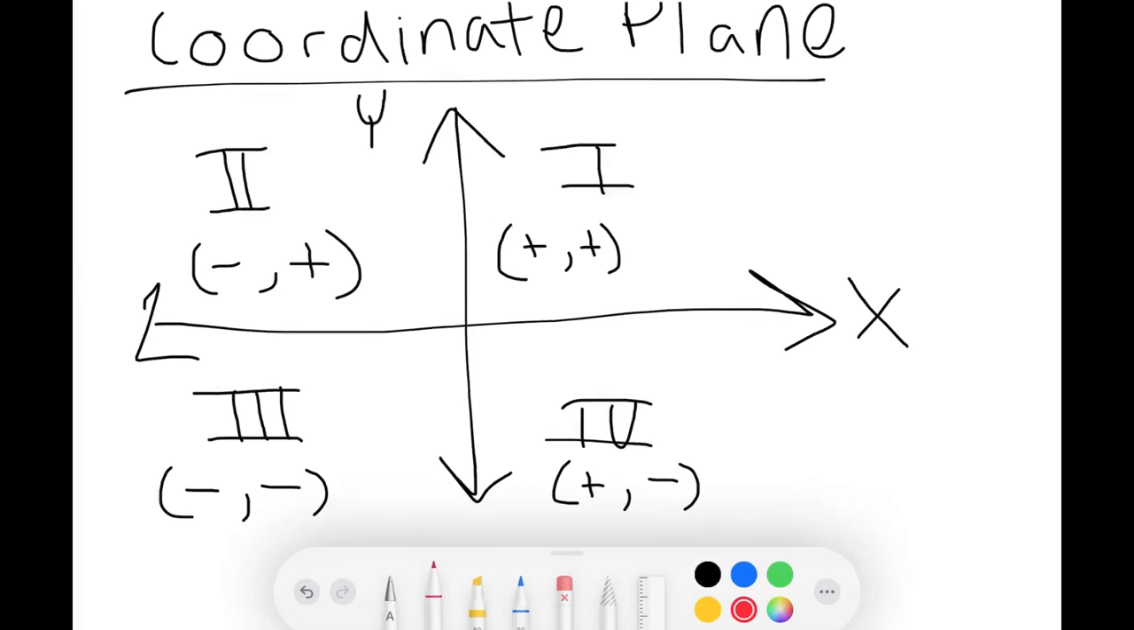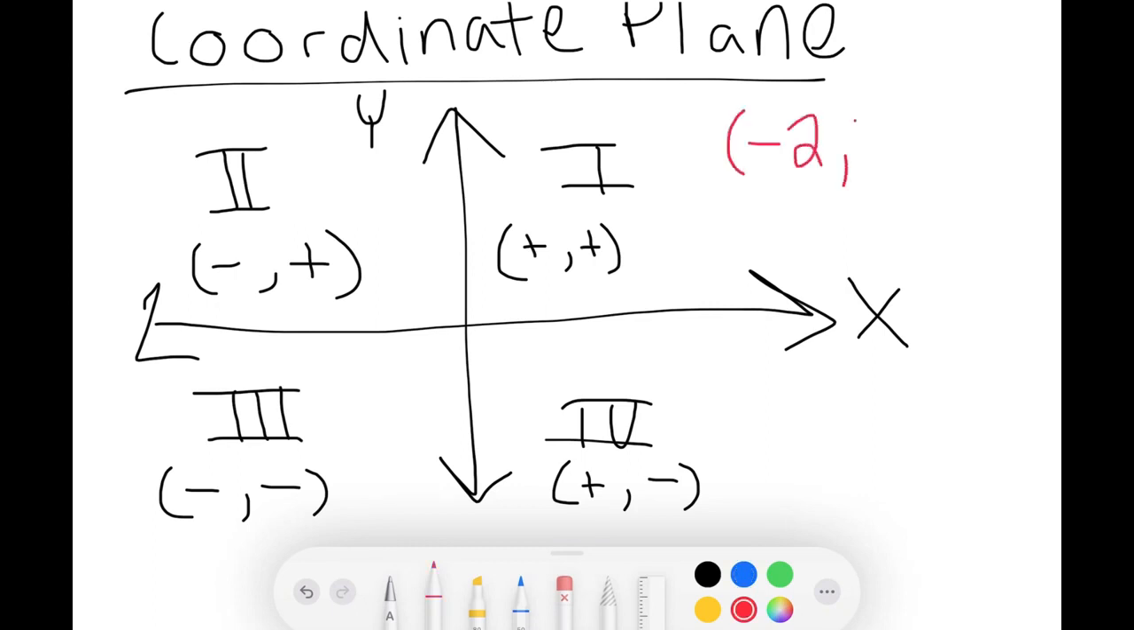Now let's practice with some points and try to identify which quadrant they lie in. So let's start with point (5, 4). Now we should notice that both 5 and 4 are positive, so it would lie in quadrant 1. Let's do another example.